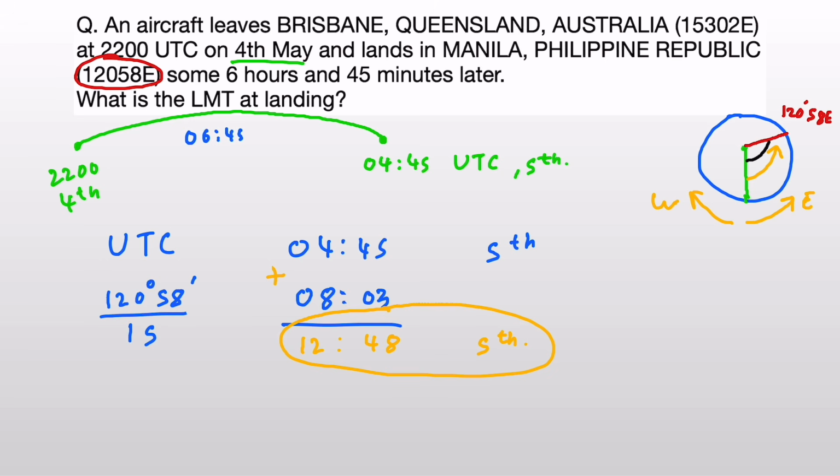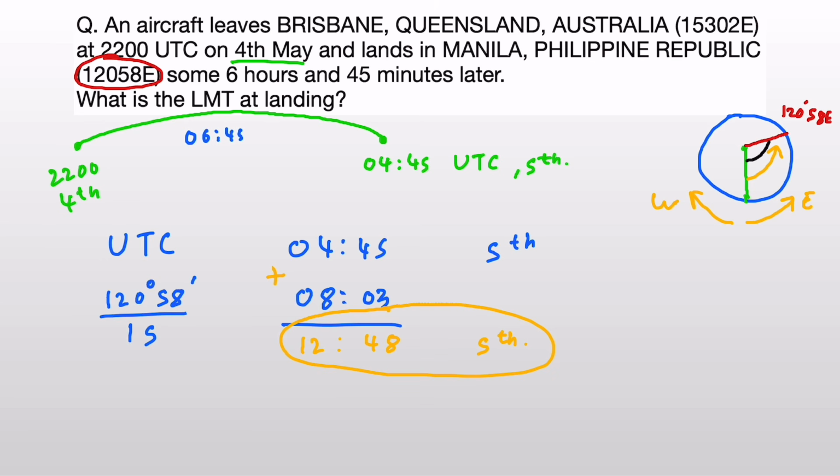So I easily just added the flight time to the time of departure and I got the time at which it landed in UTC. Now I had the time in UTC when my aircraft landed. I just converted that time to the local mean time by using the hour angle. So my hour angle came out to be 8 hours 3 minutes, and I knew that this place is east of the prime meridian, so the time will be ahead.